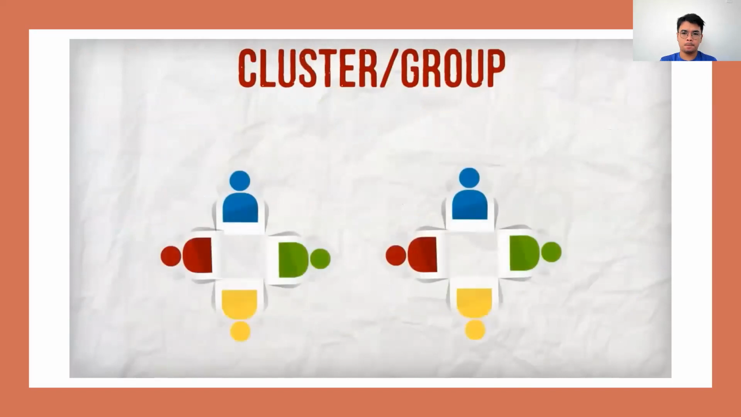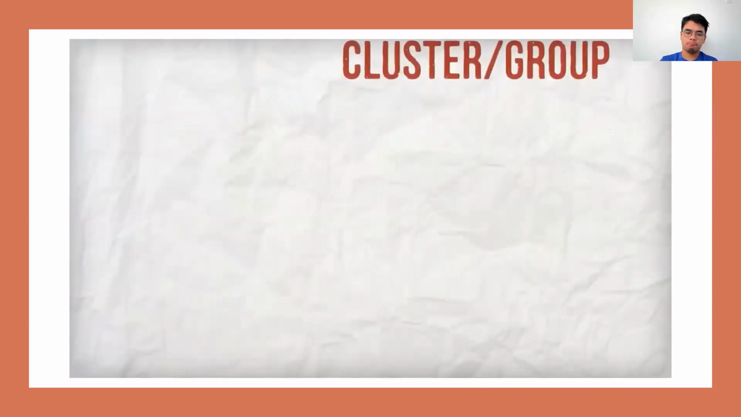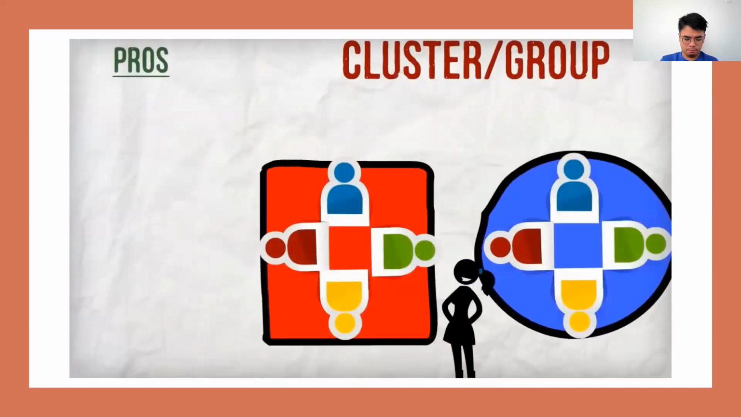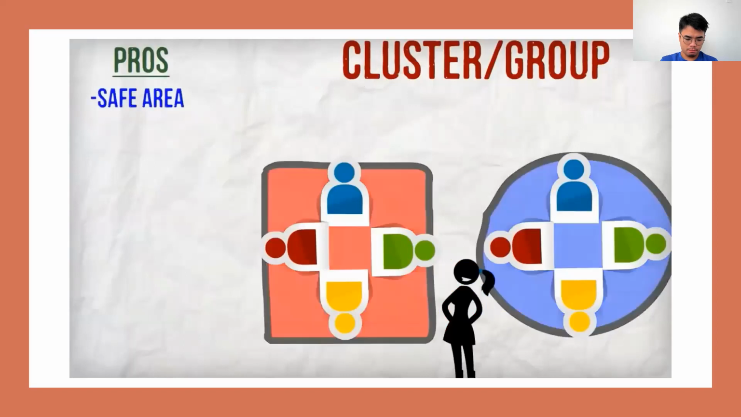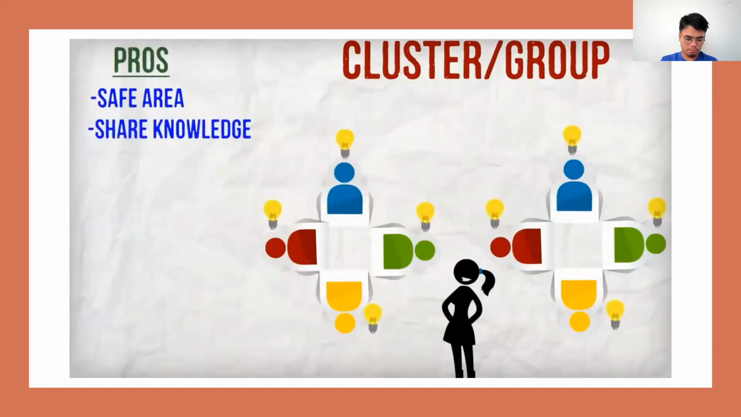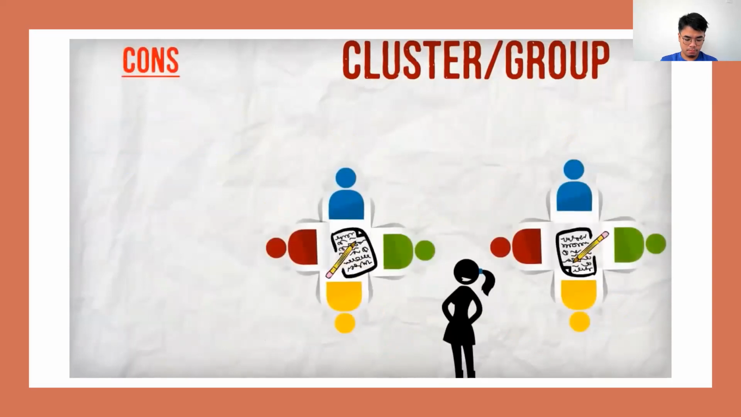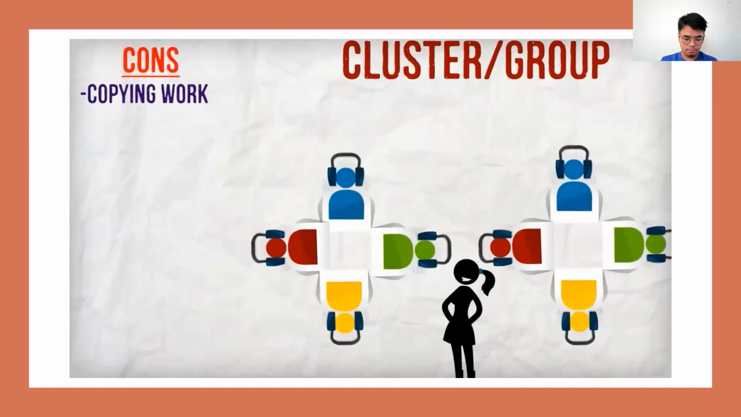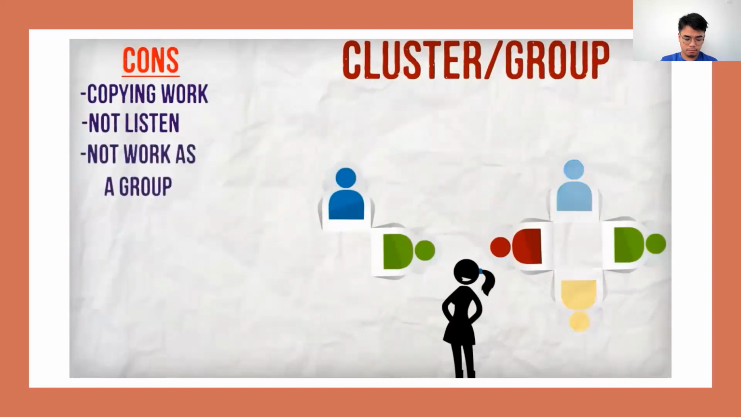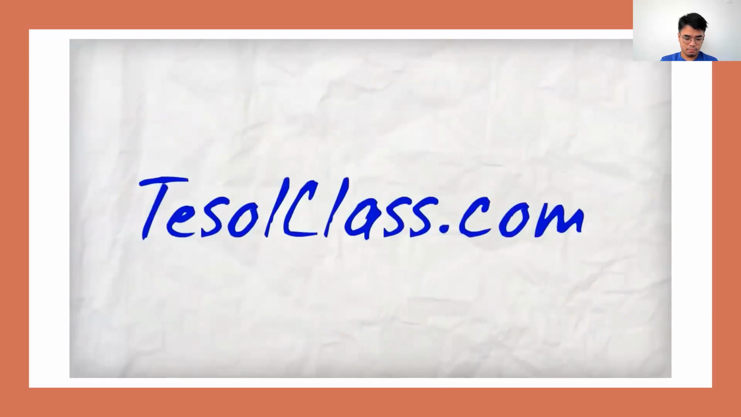Cluster seating. This allows students the chance to learn cooperatively. The pros are: the small group creates a safe area for students to interact. Shared knowledge on group work increases individual knowledge. And the educator can easily assess students or monitor student work. The cons can be: some students may only copy work and are not engaged in learning. Also, it's easy for students to talk to each other and not listen to the educator. And placing students in groups doesn't mean they will work as a group. We have much more to say about seating arrangements, so come on over to TESOLclass.com and find out more today.